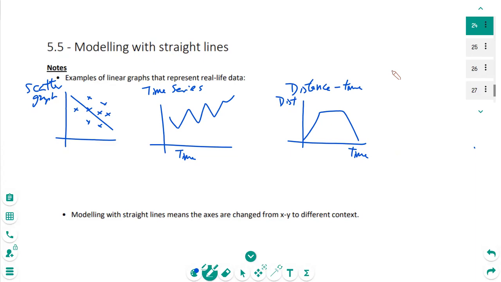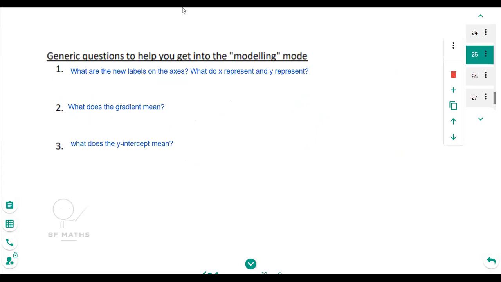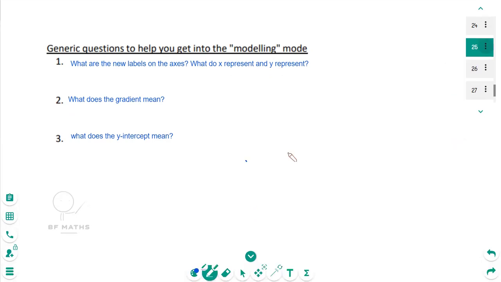Right, so here are some generic questions to help you get into modeling mode. These will usually be asked inside the questions, but nevertheless, it'll be useful for you to think about these questions before you tackle any modeling question. How do you know it's a modeling question? You will know, because the questions are usually quite lengthy. Anyway, so what are the new labels on the axes? What do the x and y axes represent?